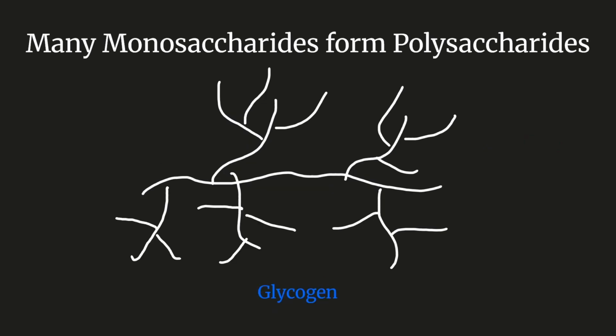Now, this is glycogen. This is used by animals, and it's got even more branching, which is essential for the high metabolic rate of animals. Like amylopectin, it also has glycosidic 1,6 bonds.